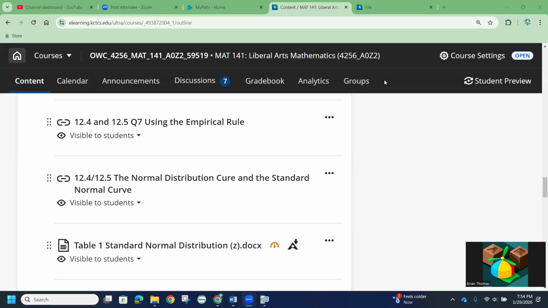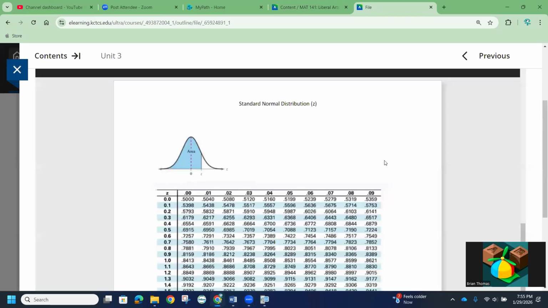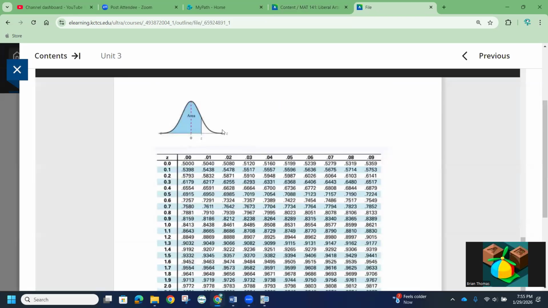As we move into the next question, there is a standard normal distribution table that you can print out as well. So feel free to open that up and get this table if you'd like to have a hard copy. It's going to look like this. This is going to be our standard normal curve, and if we know z-scores, this will also tell us the area under the curve.